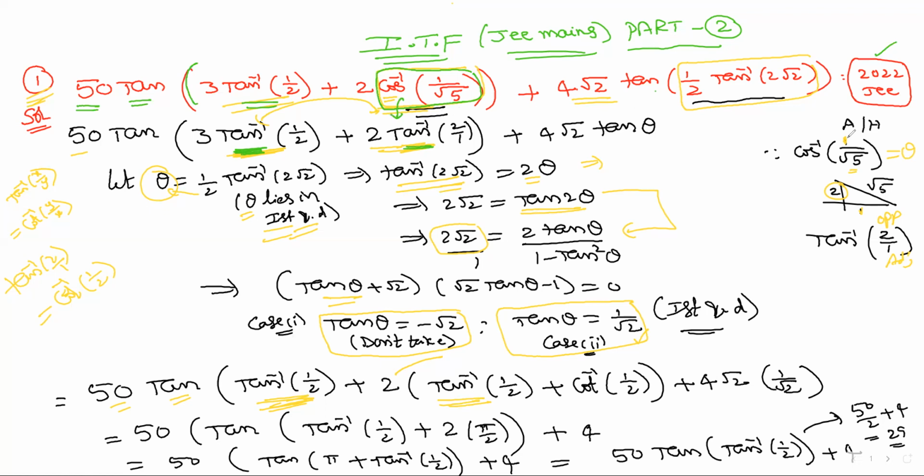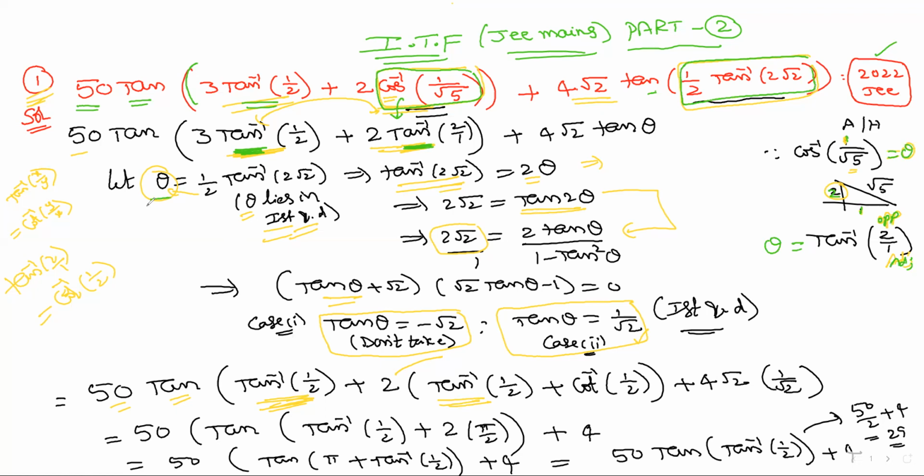Let us take cos inverse of 1 by root 5 equal to theta. Here cos theta is adjacent side by hypotenuse. Here 1, here root 5, and the opposite side we get is 2 according to the Pythagoras rule. So theta is equal to tan inverse of opposite side by adjacent side, that is 2 by 1. So cos inverse of 1 by root 5 in terms of tan inverse is tan inverse of 2 by 1, plus 4 root 2 times tan of tan inverse of 2 root 2.